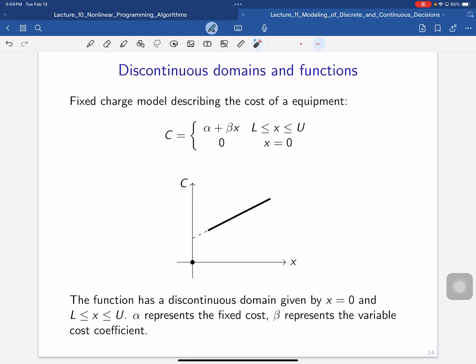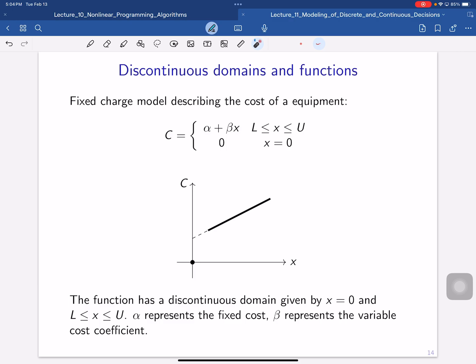And the variable cost, the beta, is something proportional to the size of the heat exchanger, okay? And the size of the heat exchanger has to be between L and U. That specifies the size limitation of the manufacturer, right? They cannot manufacture a super tiny heat exchanger to sit on your table, right? So that's why you have an L here, okay?